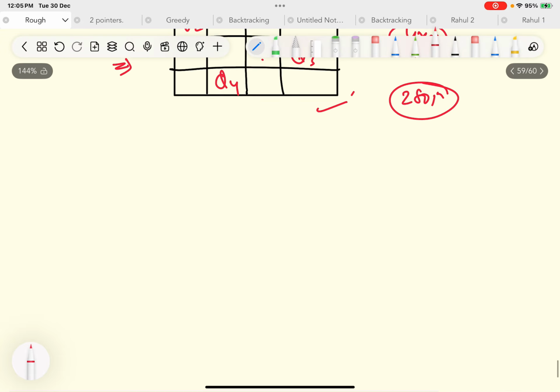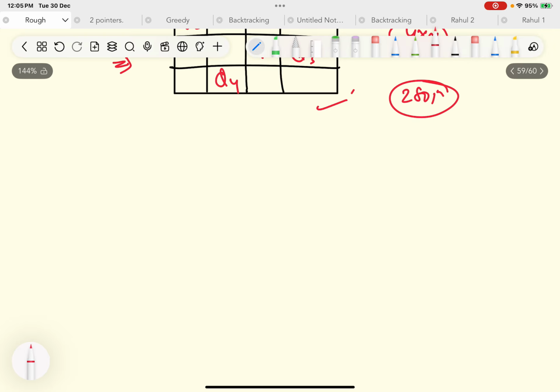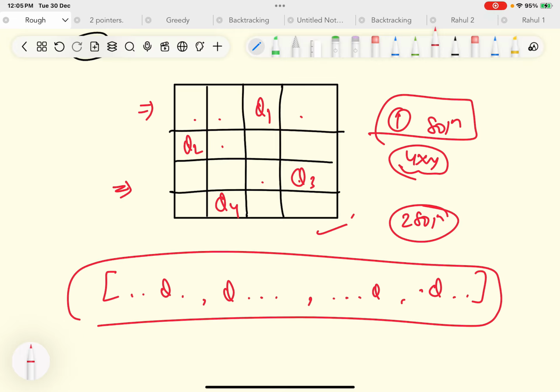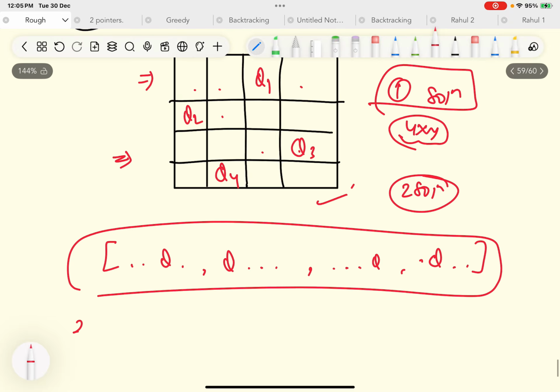Okay, so this is the problem statement. And how we have to return it? Like for this solution, we have to return a vector of vectors, and the vector will contain dot q dot, because empty squares will be denoted as dot, and where the queen is placed, it will be denoted as q. Again q dot, again dot q dot q, and again dot q dot. So this will be the solution, and the previous solution will also be there. So the vector will contain 2 vectors, one is this and one is the other solution.